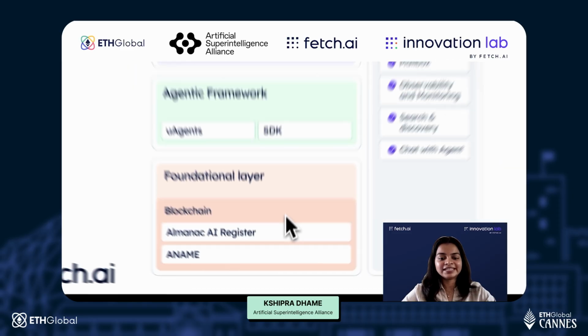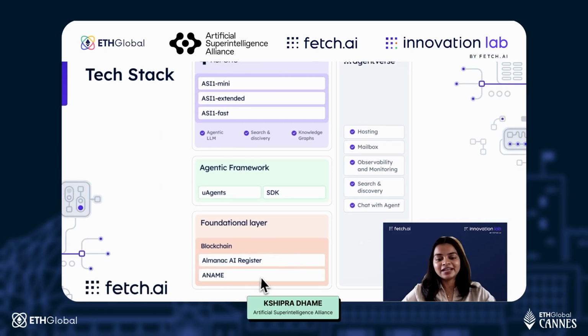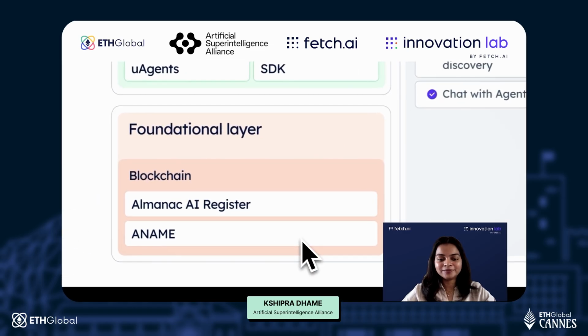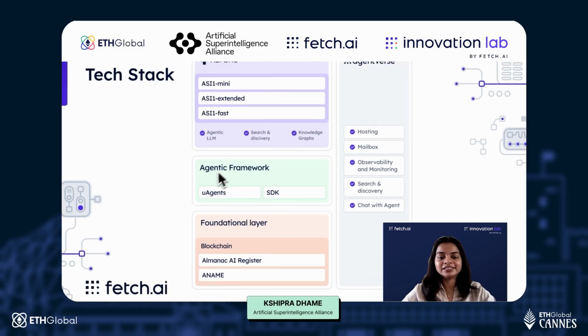Now let's look at the Fetch tech stack. At the bottom of this tech stack is blockchain. Whenever you create an agent using UAgents, the agent gets registered on Almanac. And every time you send a message from one agent to another, or every time you send FET tokens from one agent to another, it gets recorded on blockchain. And since it's on blockchain, these records are immutable, meaning nobody can change these transactions or tamper records.